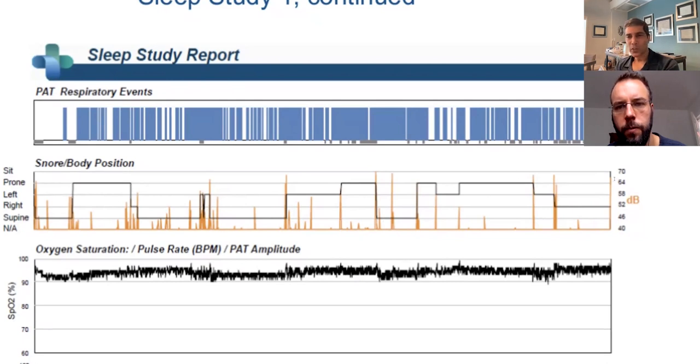And in decibels, usually 60 decibels or more is considered a lot. So from about this point above. And then the other line is the body position. Supine means on your back. Right, left is obvious. Prone means your stomach, and sitting is where you're upright.